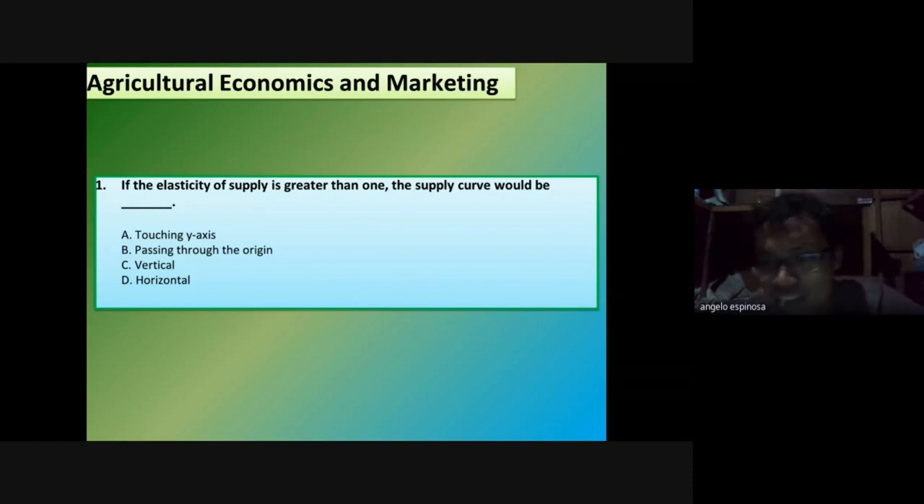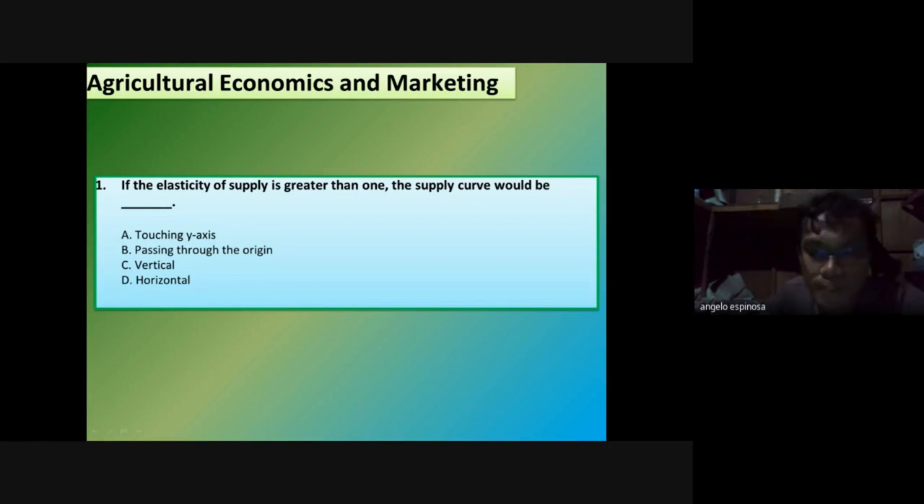Okay, let's check your answers. Ayan, sino yung mga tapos dyan? If you are done, kindly raise your hand. Very good. Justin has done. Darlene, ayan. So, this is our last discussion. Okay, so this is elasticity of supply. Di ba madali lang? Kasi hindi naman siya masyadong mataas, like sa demand talaga. Okay? So, let's check your answers.